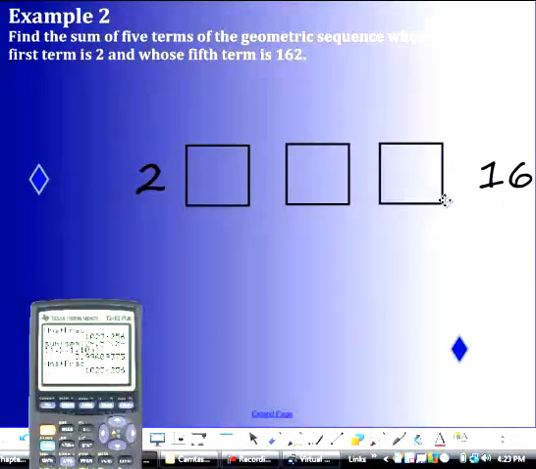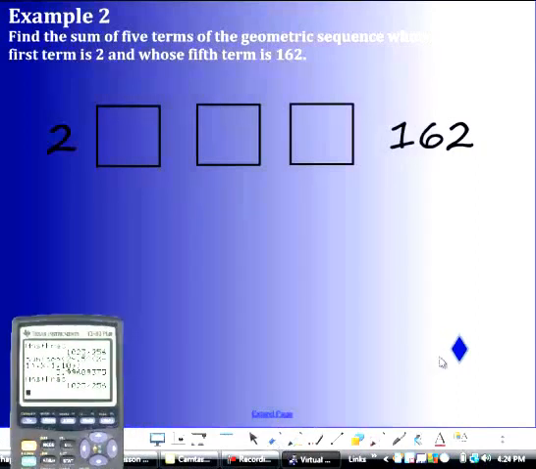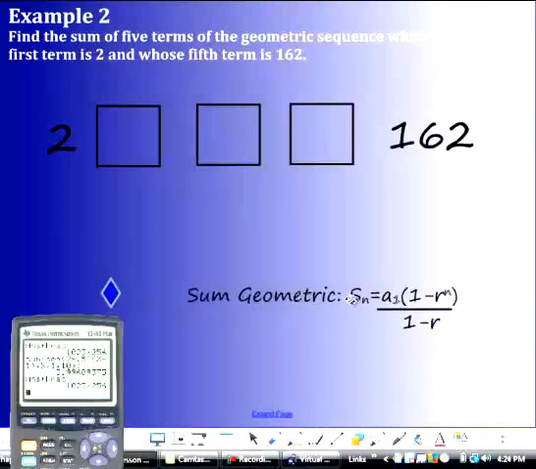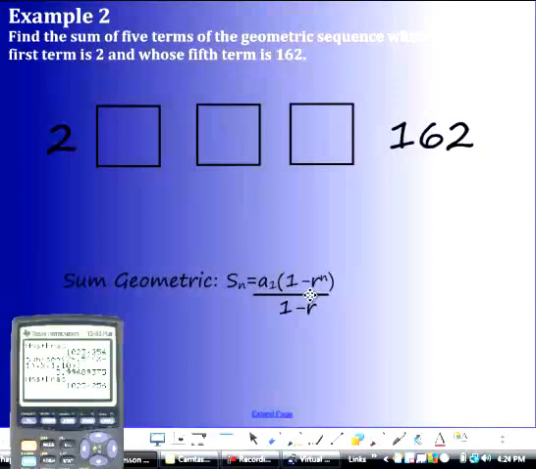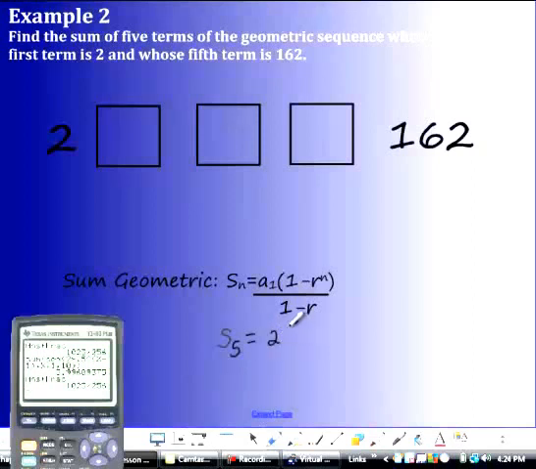Find the sum of the first 5 terms. So I've got to find out what the first 5 terms are, and there's my little cheat sheet. All right, my first term is 2, and my last term is 162. I know my formula for the sum of a geometric series is as such. The sum of the first 5 terms is the first term multiplied by 1 minus, oh, I don't know what my r is, so I'm going to have to figure out what my r is.